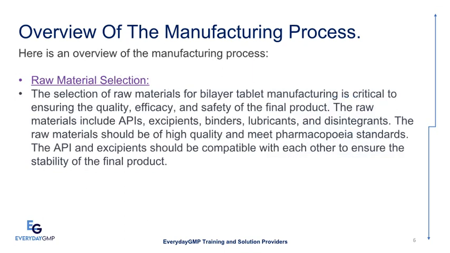Continuing overview of the manufacturing process. Let's start. First step, it is raw material selection. The selection of raw materials for bilayer tablet manufacturing is critical to ensuring the quality, efficacy, and safety of the final product. The raw materials include APIs, excipients, binders, lubricants, and disintegrants.